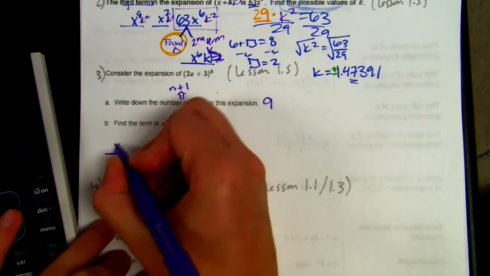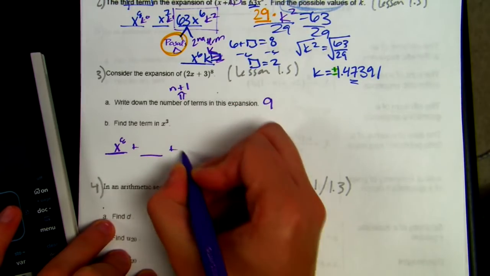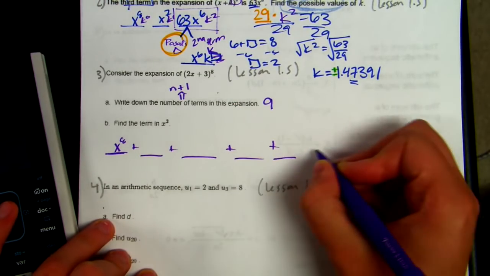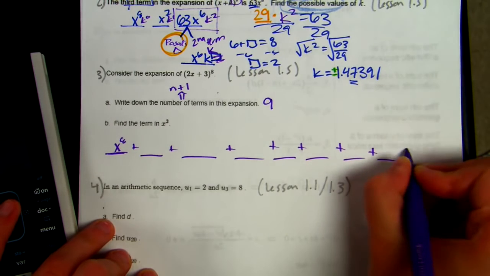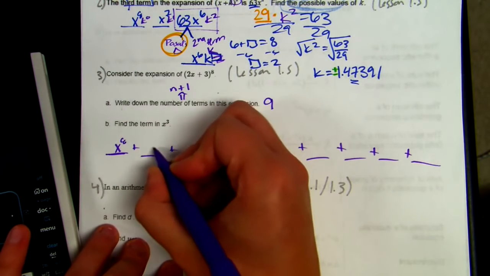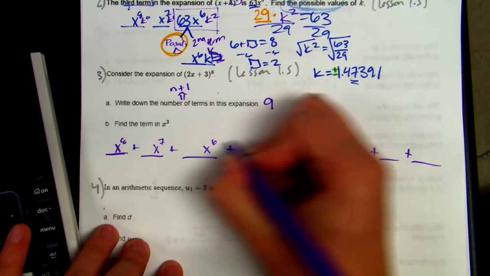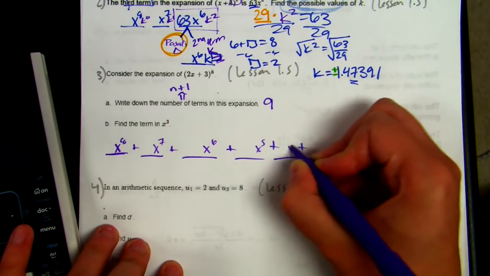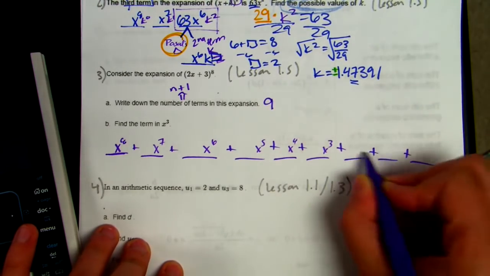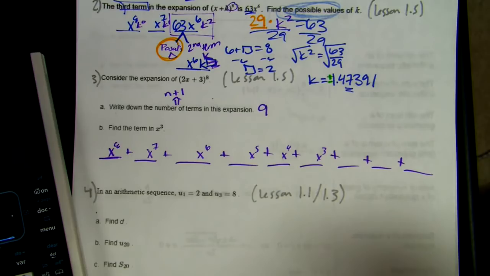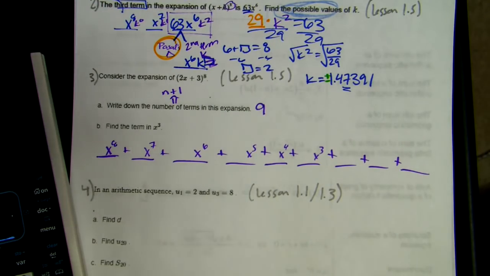So I'm going to start with x to the 8th plus, I'm going to write out my 9 terms first: 1, 2, 3, 4, 5, 6, 7, 8, 9. x to the 8th, x to the 7th, x to the 6th, x to the 5th, x to the 4th, x to the 3, 2, 1, 0. Okay, good. I'm going to stop at x to the 3rd just because I really don't want to have to solve any farther than that.